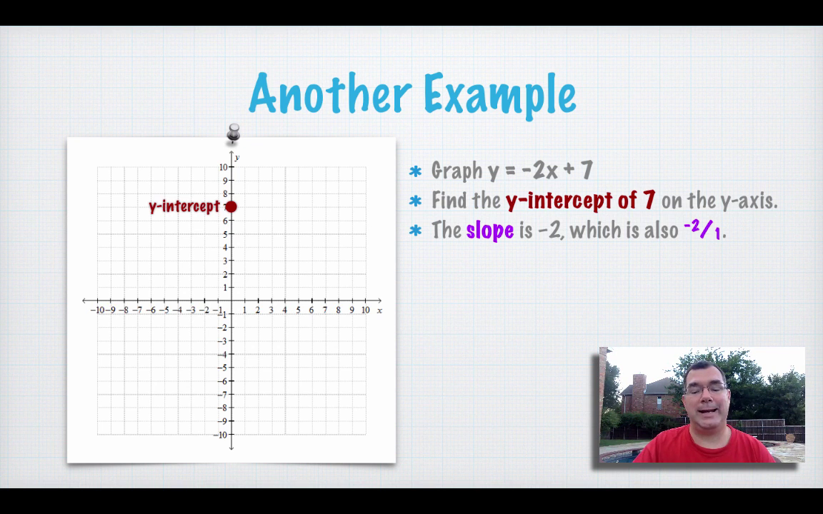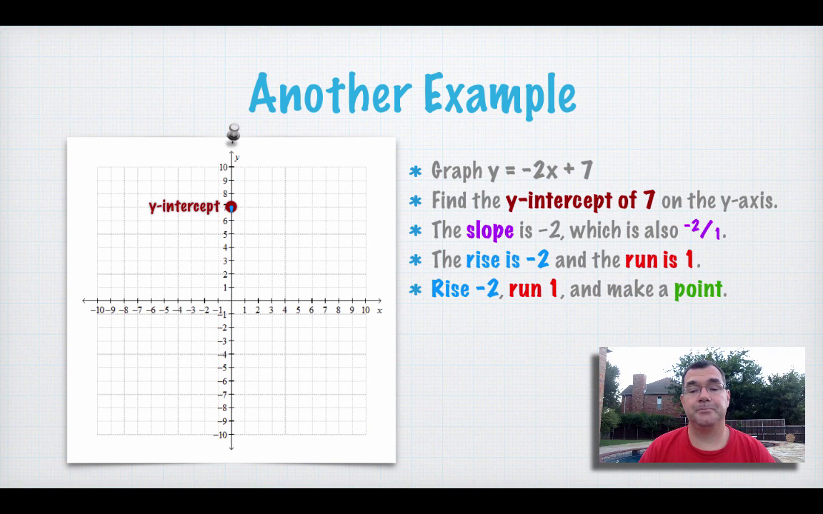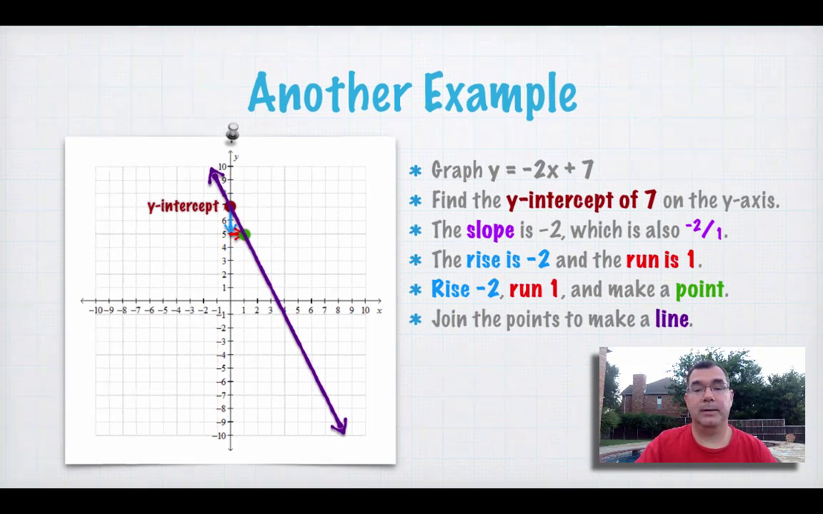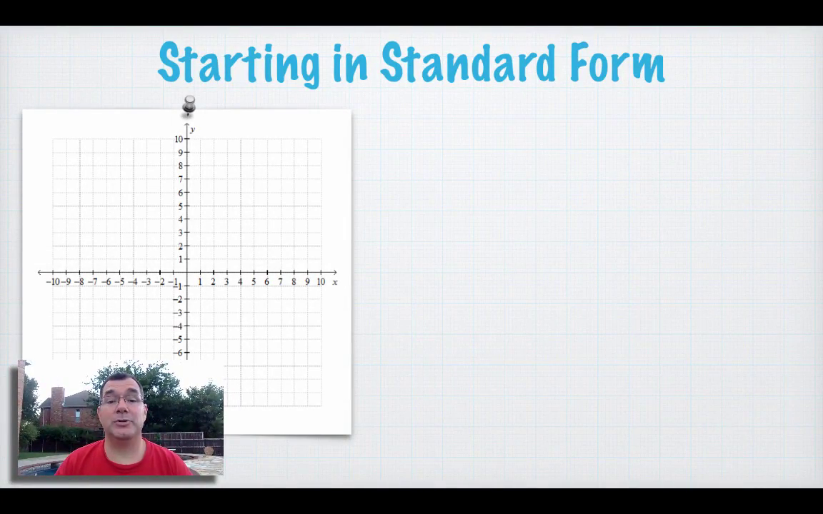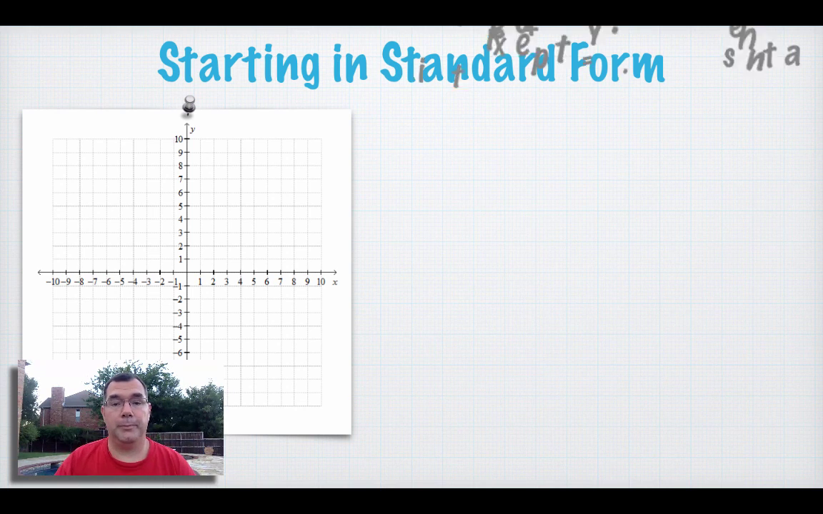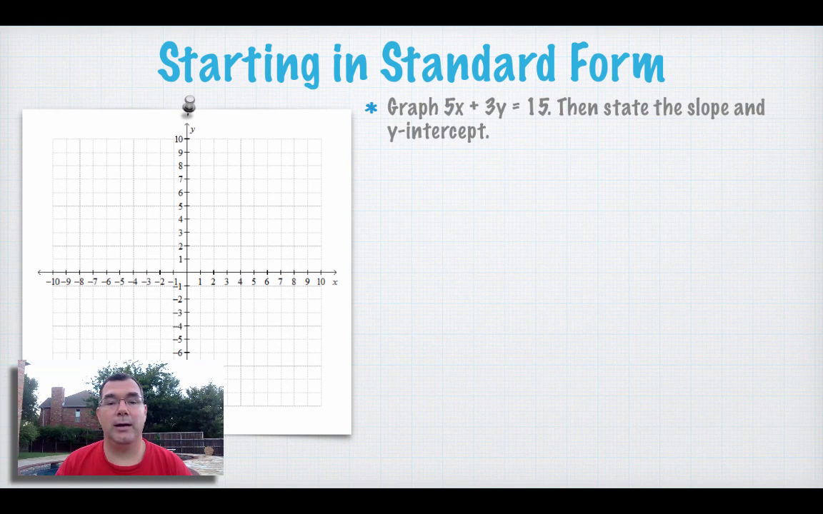So now I have a rise and I have a run. So the rise is negative 2, which means I actually go down 2 spaces, and the run is 1, so I go to the right 1 space. So if I do that, I make another point. Now I have 2 points, and I can draw the line. Okay, easy enough.